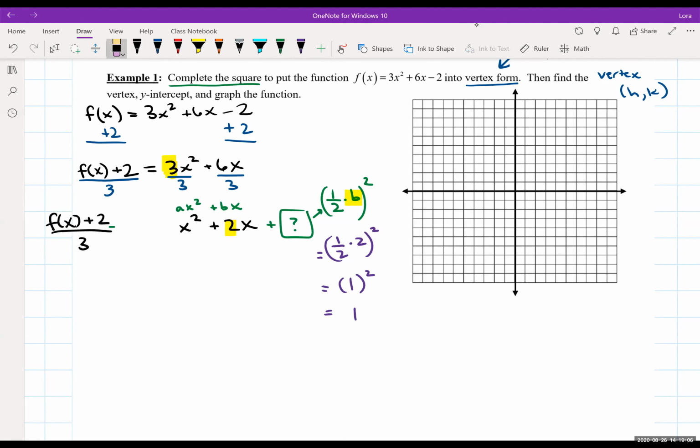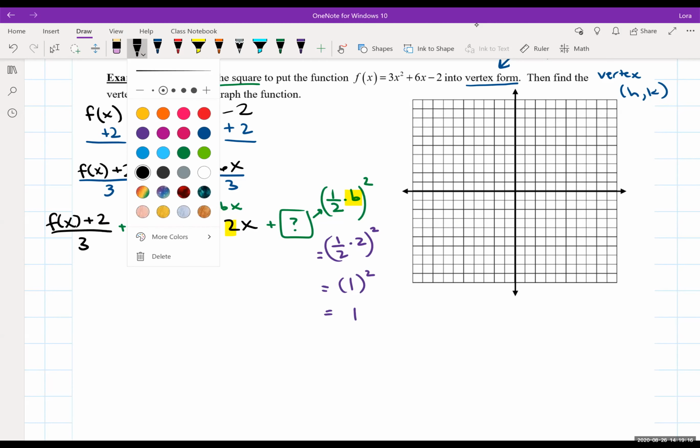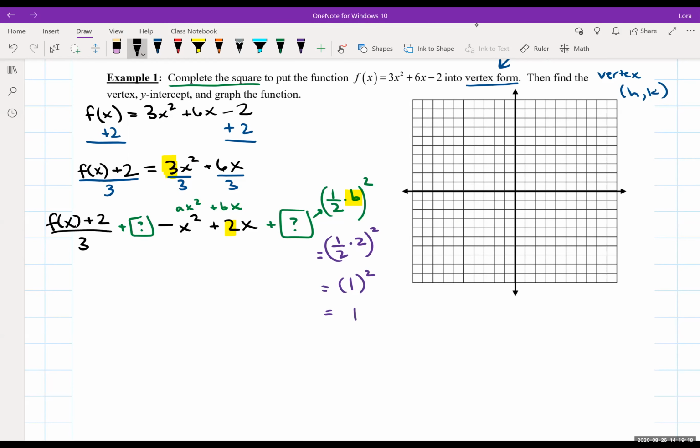Kind of nice that I can do that. Okay, so remember our goal: we were supposed to figure out what do we add to both sides so that the right-hand side ended up being a perfect square trinomial. So that question mark ends up being that we are adding 1 to both of the sides.